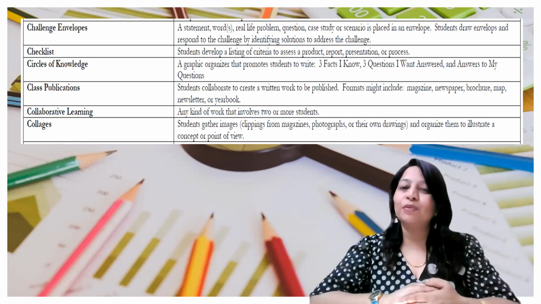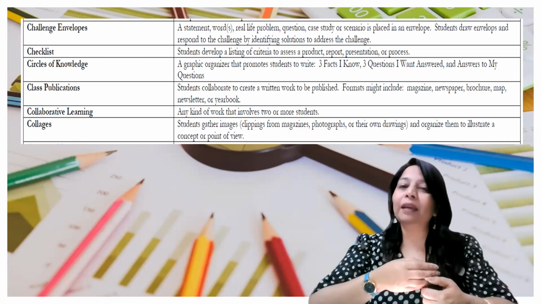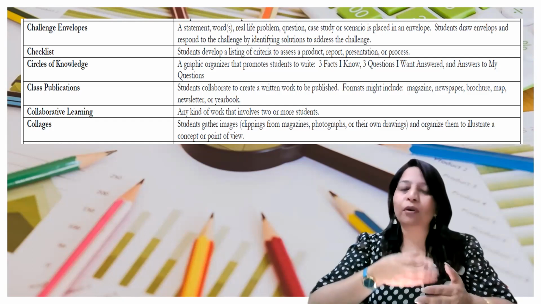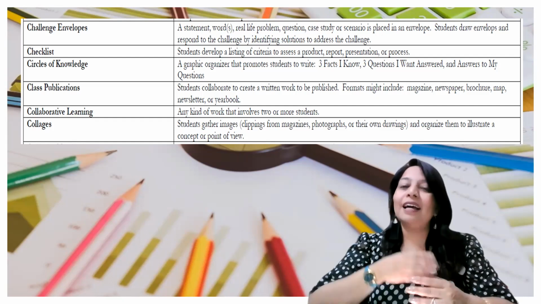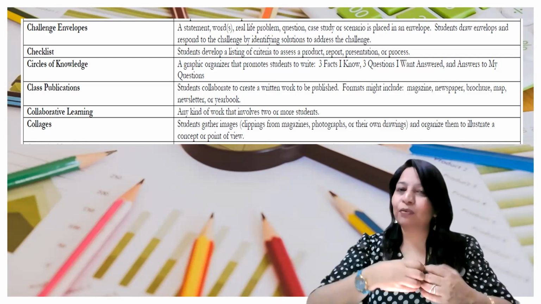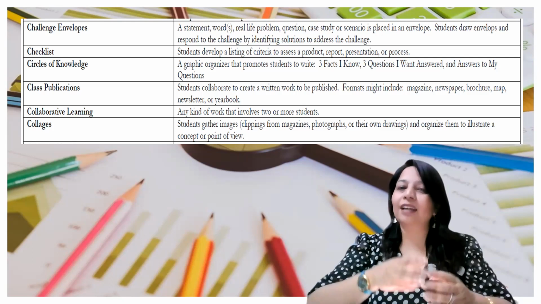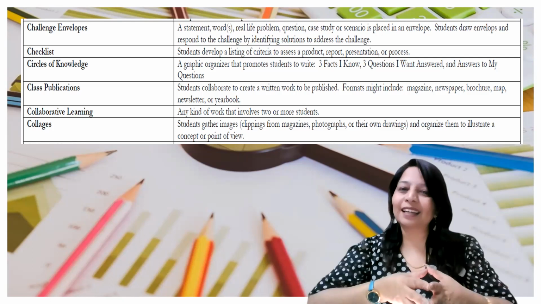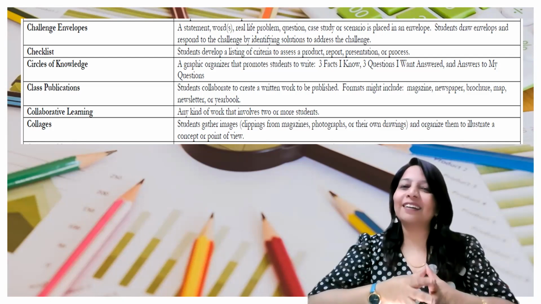Students collaborate to create a written work to be published. Formats might include magazine, newspaper, brochure, map, newsletter, or yearbook. For example, you have got different students in your class, they have opted for different activity clubs. Maybe I'm just taking an example. So in our daily life also, there are a number of other topics that we discuss in the class, you can divide these topics with your students. They can share their learning, share their understanding, and then together you can get it published in the form of ebook, in the form of magazine. Whatever you want to do, that will be their class publication.